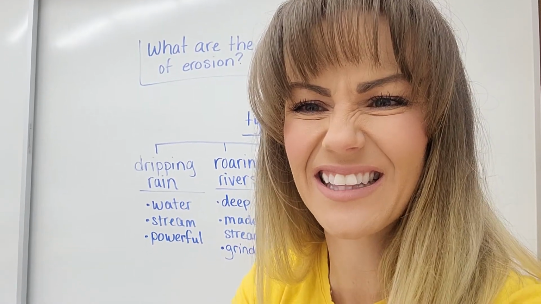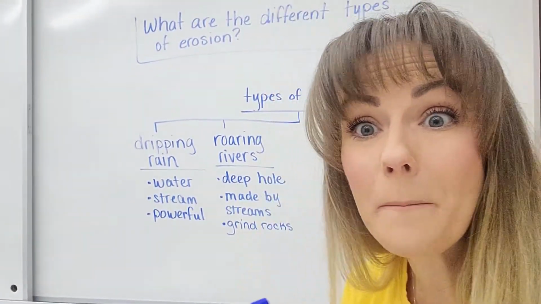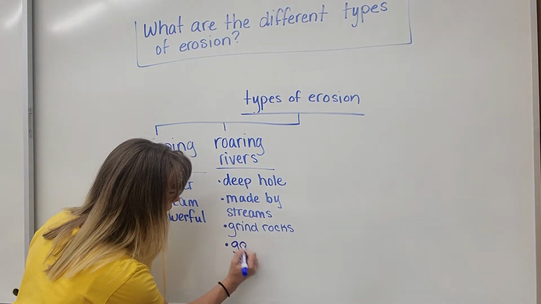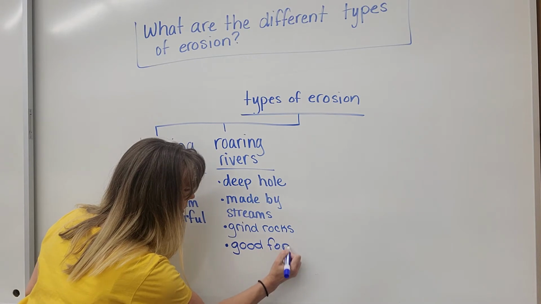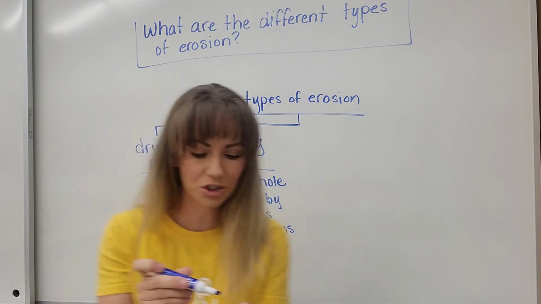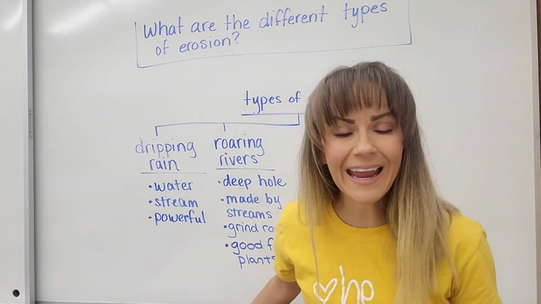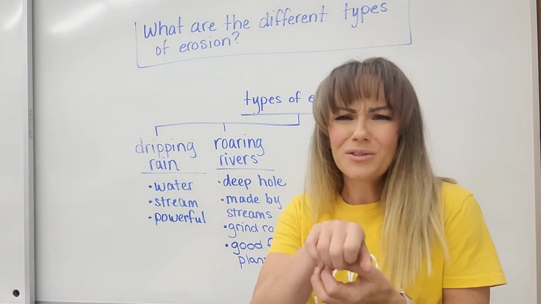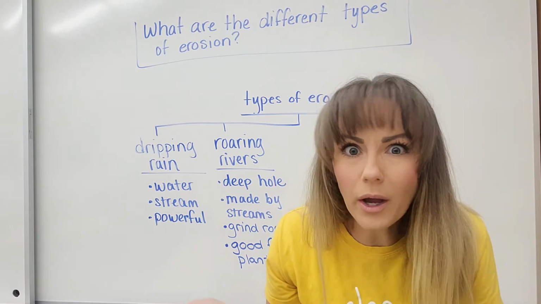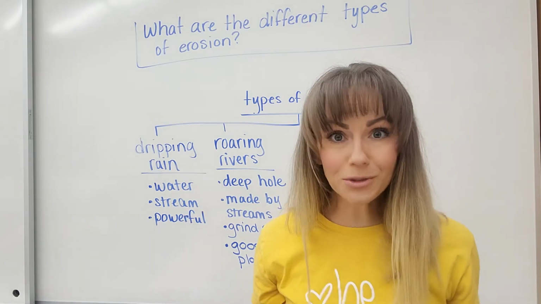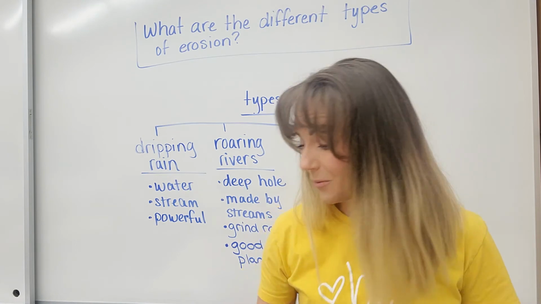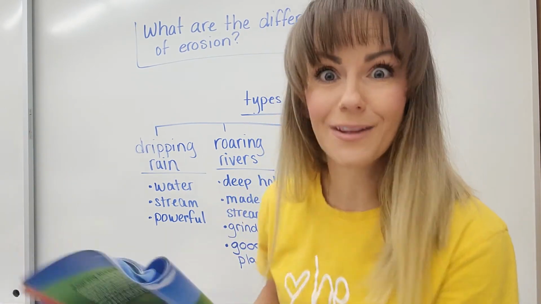I want to tilt my camera down just a little bit. There we go. Good for plants. That's our last note for roaring rivers. Good for plants. Wow, who would have thought that erosion was good for plants? Yeah, that erosion eats away at the rocks, it creates soil, and plants need good soil to grow. So erosion is good for plants. Wow. Ladies and gentlemen, we are going to read this fun fact and we are done for today.